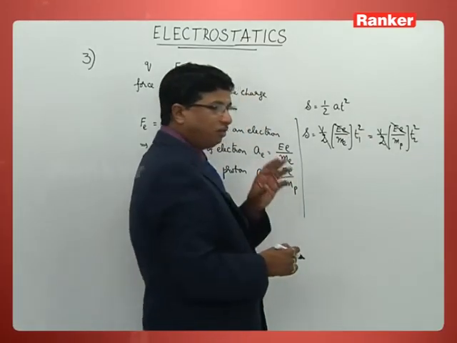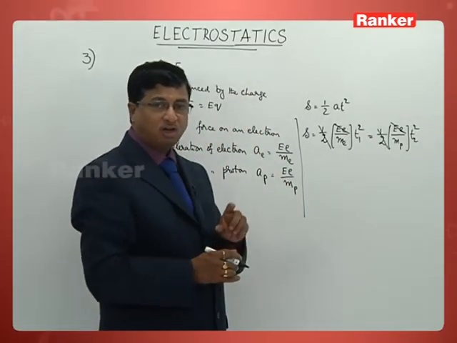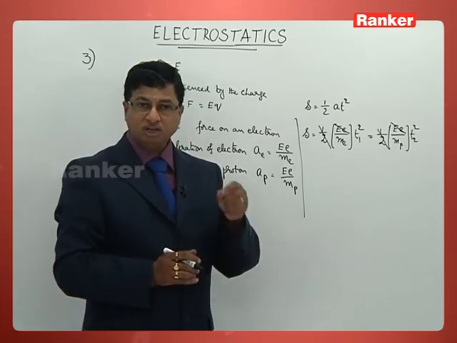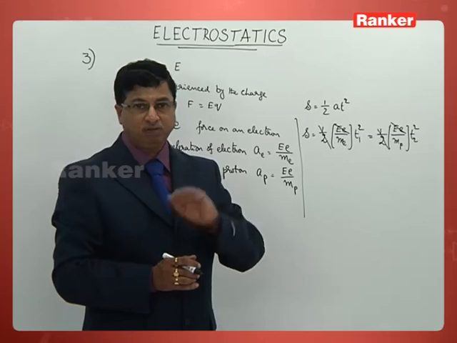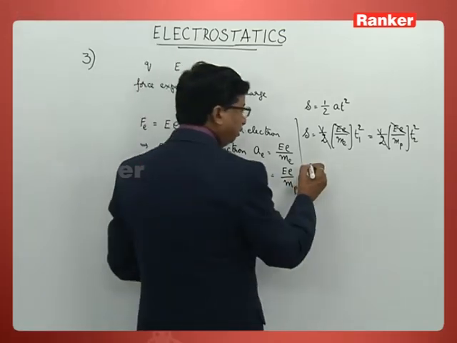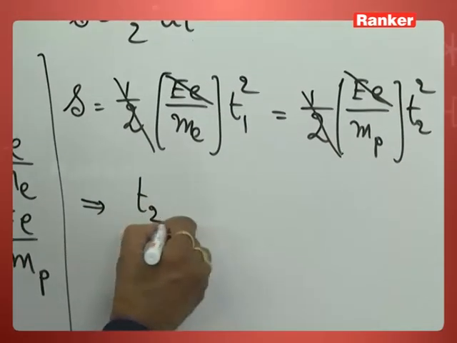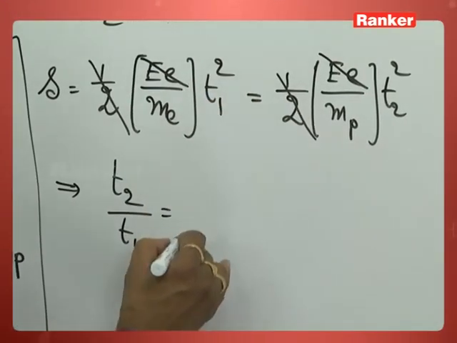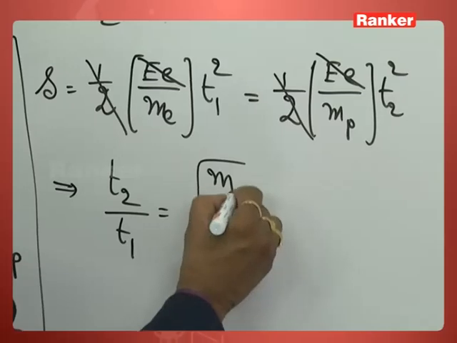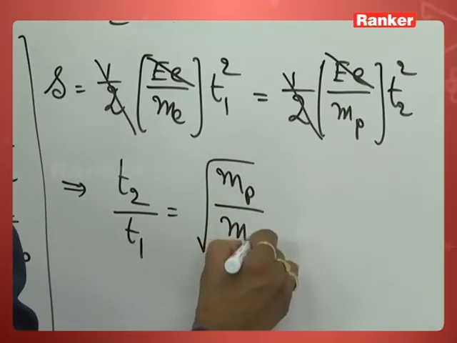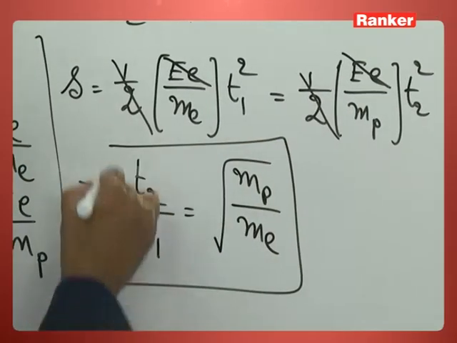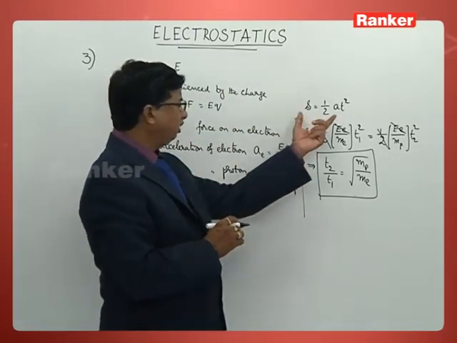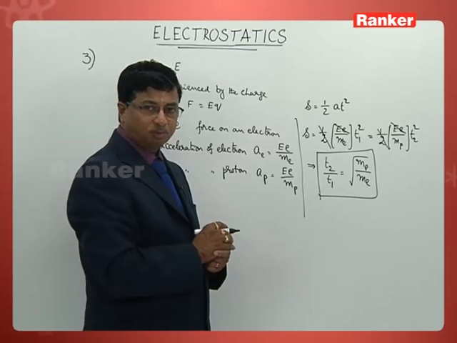And what is his question? You carefully observe. It's not T1 by T2 he is asking. He is asking you the ratio of T2 to T1. So what can we write? This implies T2 by T1 is going to be under root mass of proton by mass of electron. This is the concept you need to understand. This in fact you can take directly from this equation also.